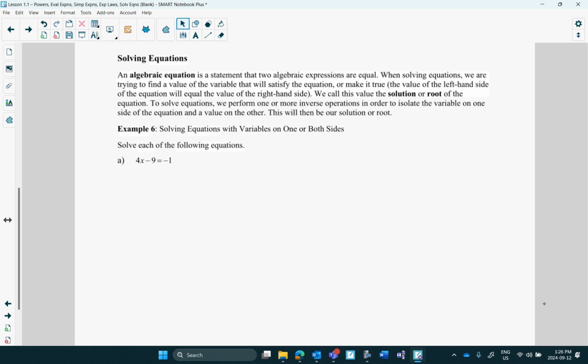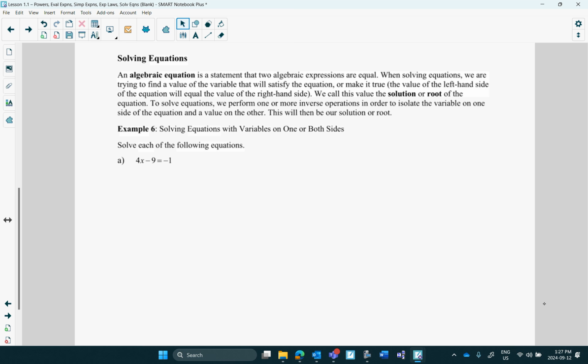What's the word? Solve it? Or is there another word for it? Simplify. We always simplify expressions. What do we always do to equations? Well, we may simplify a little bit, but what are we trying to do in an equation? Solve. Okay. We simplify expressions, we solve equations. And how do we solve equations? We get the variable by itself.